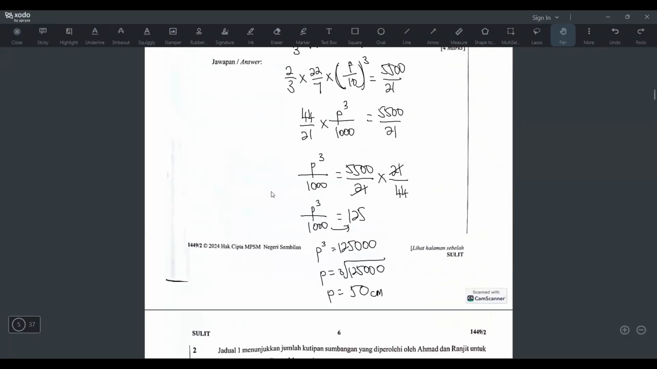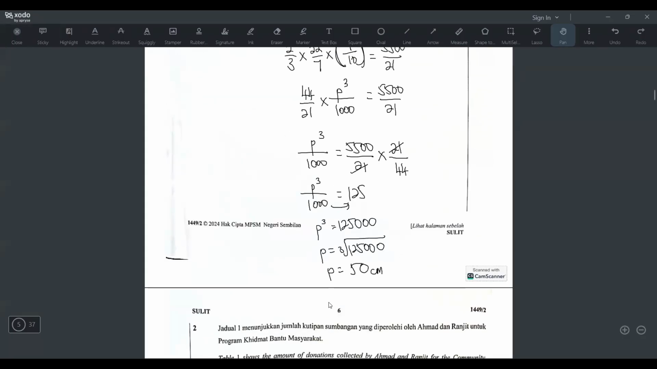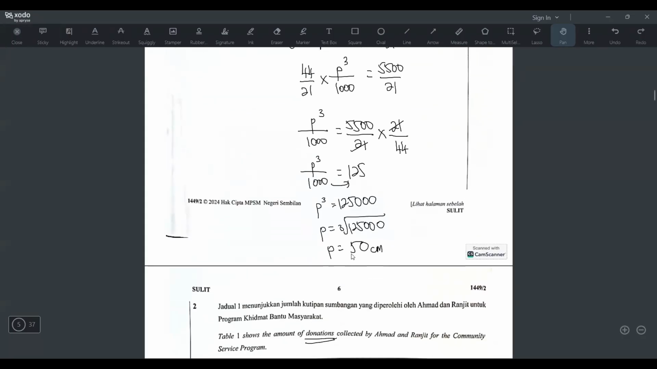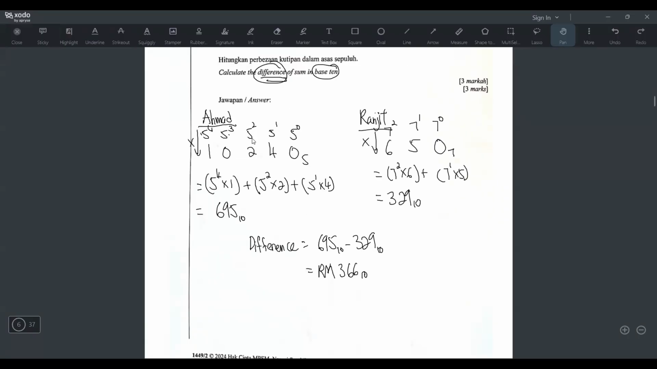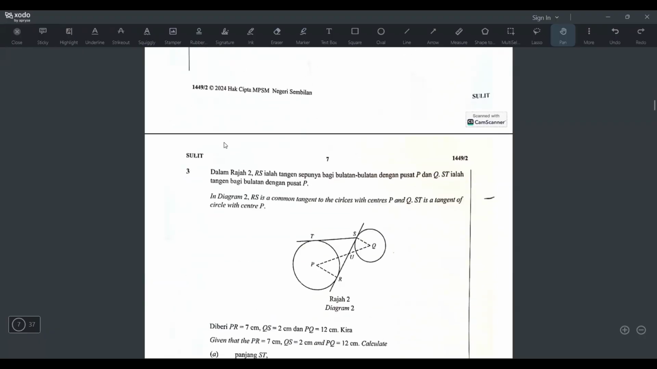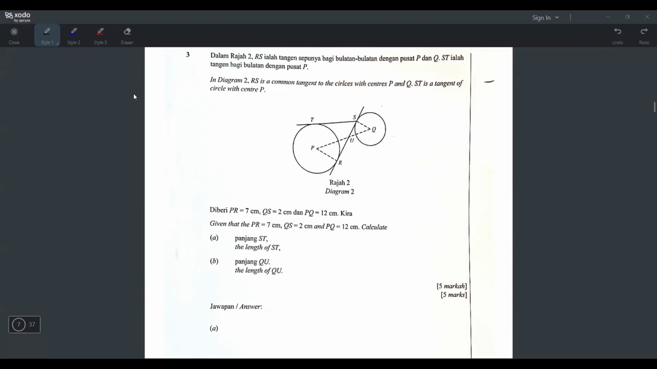For question 1 also, just now I mentioned, right? Write unit, because they will give you marks here. If you don't want to write unit up here, it's fine. But for the final answer, I always recommend students to write it. Okay, hope you understand. Okay, number 3.